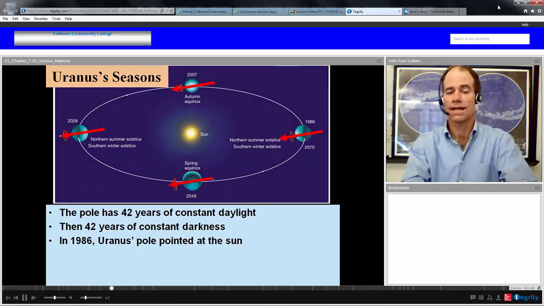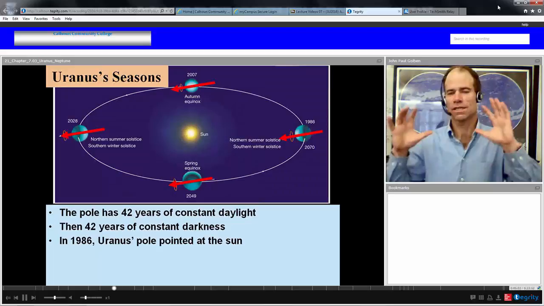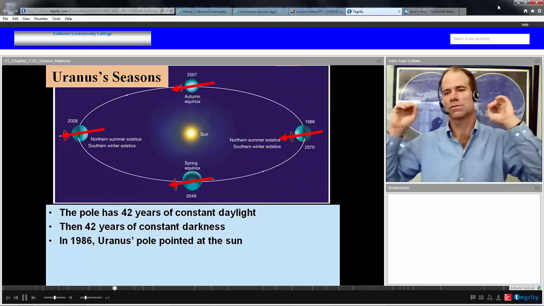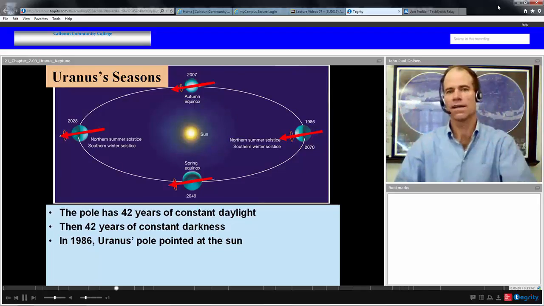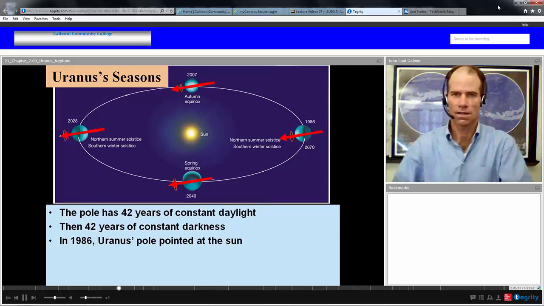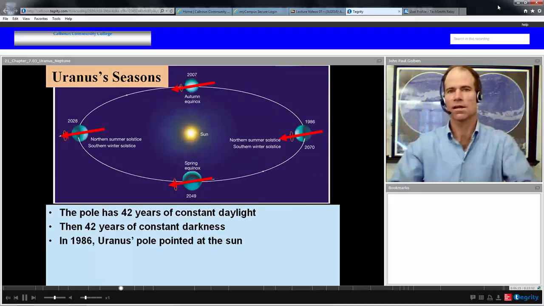And in 1986, when Voyager saw Uranus, Uranus's pole was pointed towards the sun. So Voyager was seeing a Uranus that was being uniformly heated on that side, and hence there was no diversity, no differential heating causing bands or storms to appear. So hence it looked like just a pale green, solid colored disk.